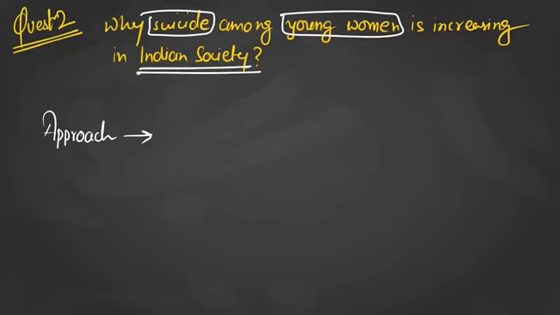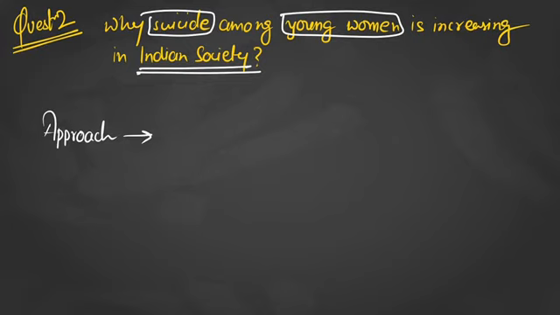Hello and welcome to this video discussion on why suicide among young women is increasing in Indian society. The keywords here are suicide, the second keyword is young women, and the third is Indian society. So you have to link suicide with young women, okay? And then you have to write your answer.